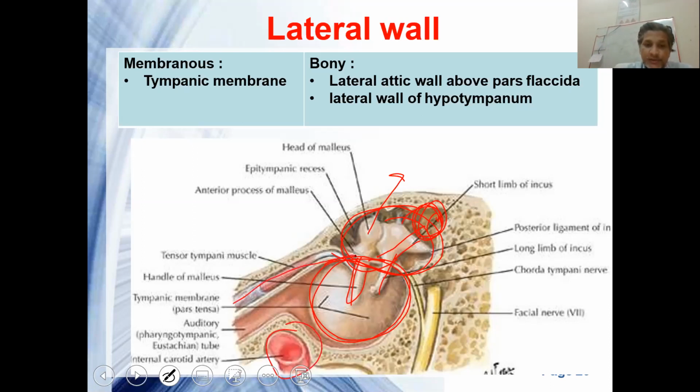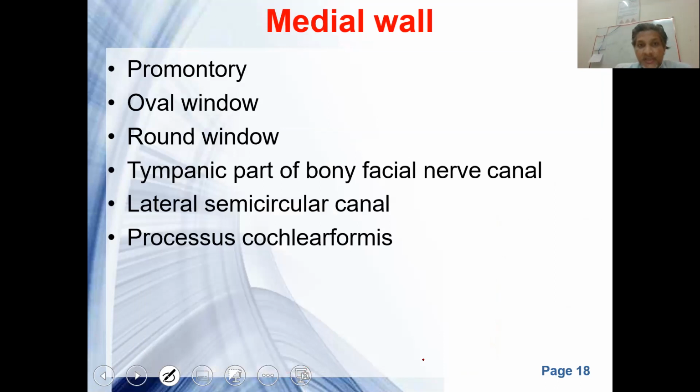This will be the tensor tympani muscle, and this will be the eustachian tube. So this is the facial nerve, a very important segment in the middle ear.